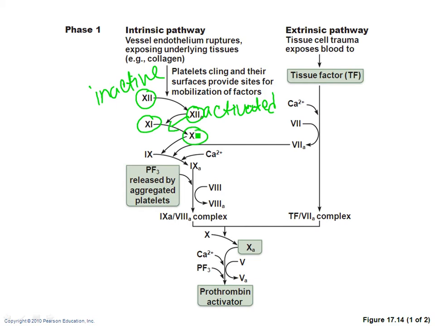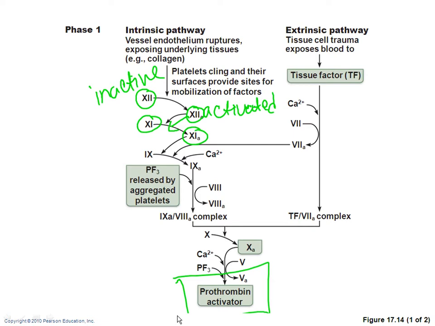So when a blood vessel is damaged, when the platelets stick to the underlying connective tissue, it's going to cause this factor 12 to be activated. So it's kind of a series of events. They call it a cascade. So one step leads to the next step, which leads to the next, like a waterfall. So eventually we're going to get down to this bottom thing, which is called prothrombin activator.